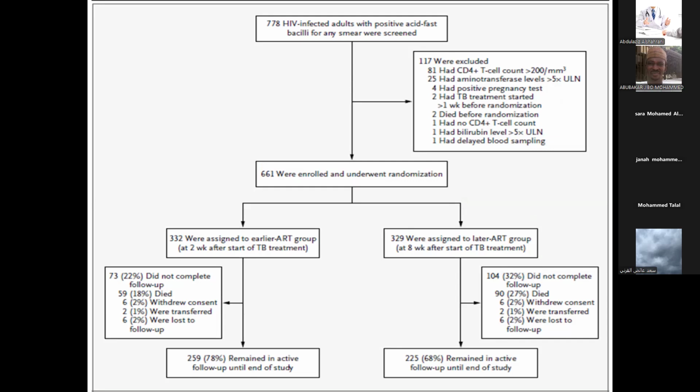We found a study, and you can see HIV-infected patients were enrolled, and 778 of them were assessed against the criteria, up to the last level at which only 225 remained in active follow-up at the end of the study. So you can imagine only 68% remained at the end of the study.